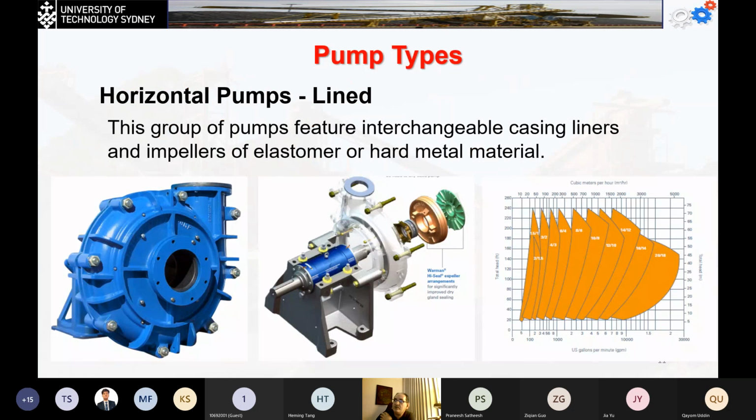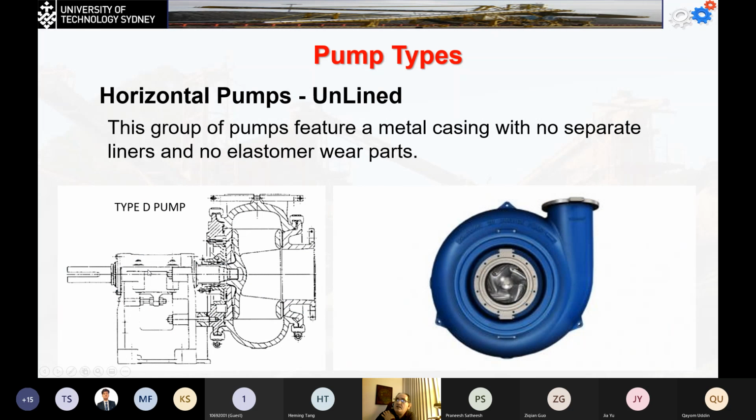These are the different types of pumps we have for slurry pumping. We have the horizontal pumps, which are going to be in-line. That means it takes the liquid from the line side and sends it vertically. Usually, we're going to have casing liners and impellers made of hard metal materials. We can have the inline type, and in that case, the flow is from the same direction. The pump features a metal casing with no separate liners or elastomer wear parts.